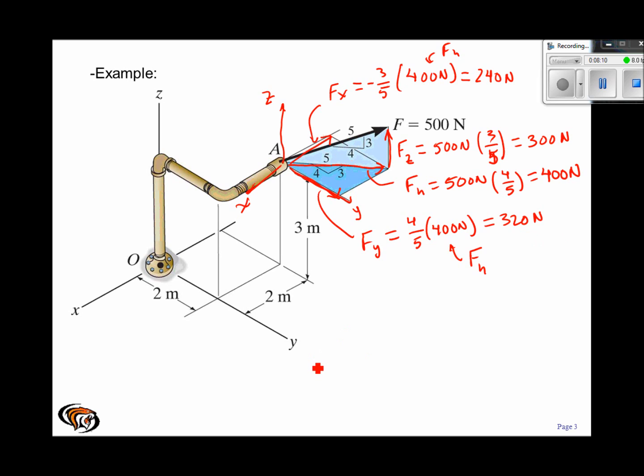Finally, we can write down the vector form of this force, and that's going to be equal to negative 240 newtons in the I plus 320 newtons in the J plus 300 newtons in the K direction.